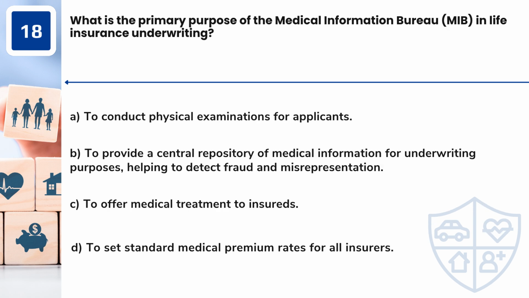Question 18. What is the primary purpose of the Medical Information Bureau, MIB, in life insurance underwriting? A. To conduct physical examinations for applicants. B. To provide a central repository of medical information for underwriting purposes, helping to detect fraud and misrepresentation. C. To offer medical treatment to insureds. D. To set standard medical premium rates for all insurers.